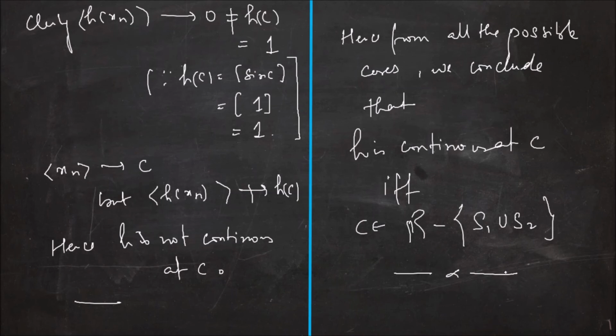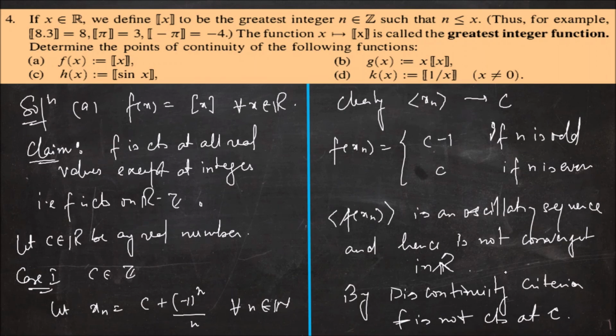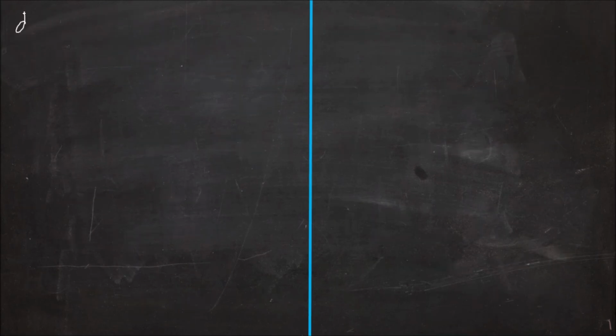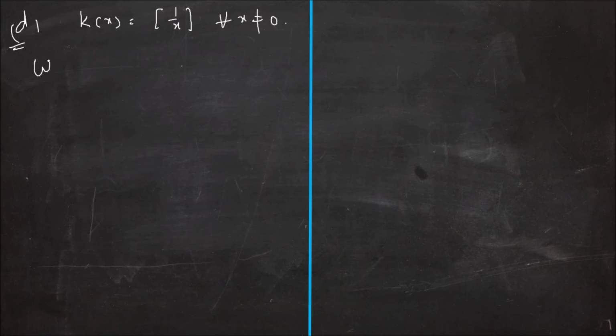Now let us take part D. In part D we are given the function k, which is the greatest integral value of 1 by x. So let us start with part D. We are given the function k(x) equal to the greatest integral value of 1 by x for all x not equal to 0. Let S equal 1 by n, n belonging to Z. So we will show that if C belongs to R minus S, then k is continuous at C.